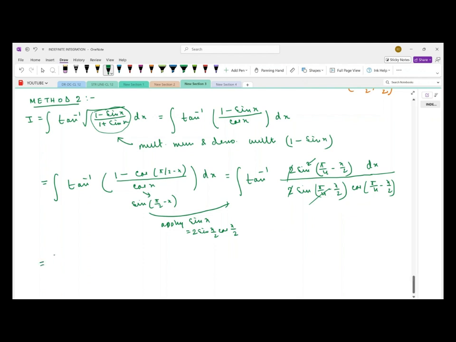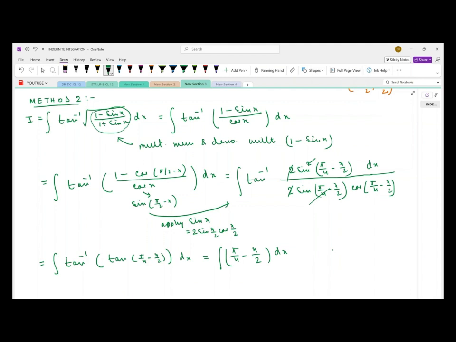So you will be left with tan inverse tan of (pi by 4 minus x by 2) dx. So that is equal to pi by 4 minus x by 2 dx. Again, mention the condition that I expressed earlier. Okay.